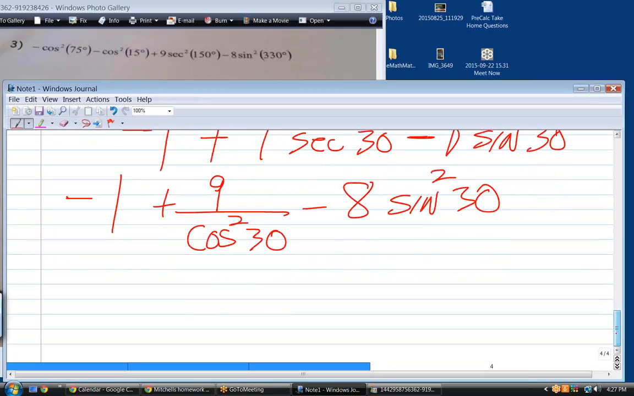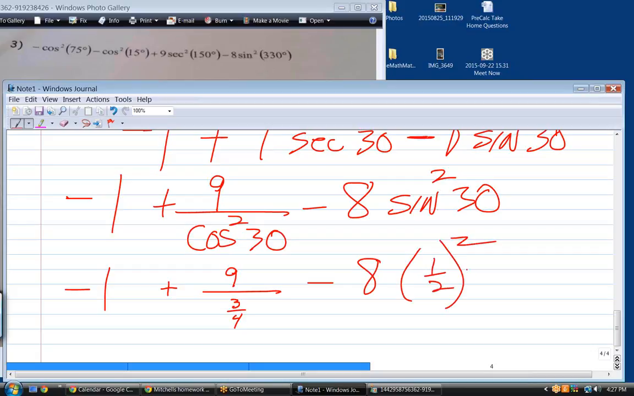Now we can use our triangles and put some numbers in there. What's cosine of 30 equal to? Isn't that root 3 over 2? Yeah, so it's 9 over that squared, which is 3 over 4. Okay. Minus 8. What's the sine of 30? 1/2. So 1/2 squared.